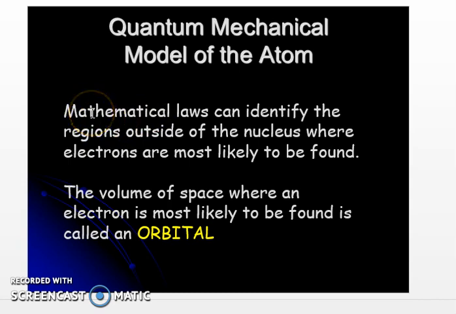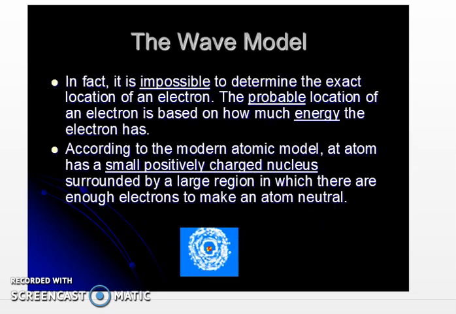So the mathematical laws can essentially help us to determine where an electron is most likely to be found, but actually we have no way of knowing for sure where an electron is. But we do have a term that we now call that area. So that electron cloud, the proper term for it is an orbital. Okay, so now electrons are in these things called orbitals, not in orbits.